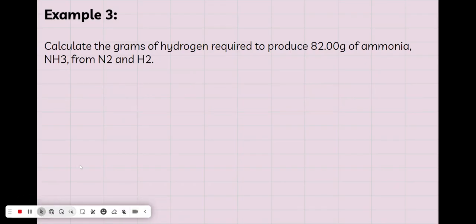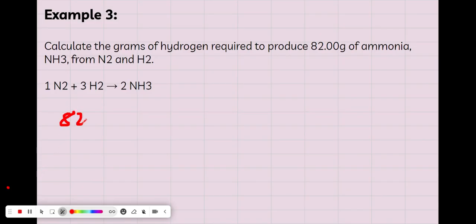So now let's go ahead and answer this. Okay, so this just kind of gives us the equation now. Now we actually start stoichiometry. So we are going to take our 82 grams of ammonia. Okay, let's start. So we're going to take our 82 grams of ammonia and we're going to divide that by the molar mass of ammonia, which is 17.034.